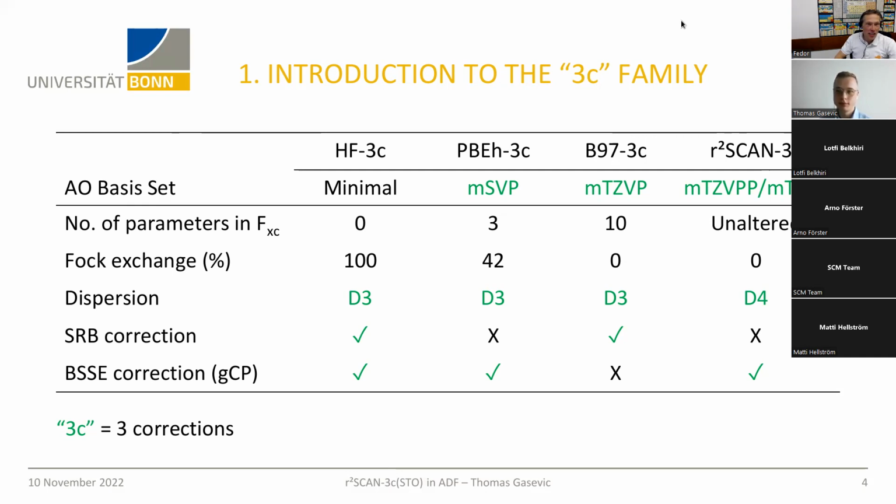I have a question in the chat here, Thomas. Do you have essentially a counterexample? When should you definitely not use r2SCAN-3c, for the STO implementation or in general? I think there shouldn't be any problem where you definitely should not use it. Sometimes you need Fock exchange. If you know that you need Fock exchange, of course, then you have to use the hybrid. But still, I think with r2SCAN-3c you always get a good estimation.